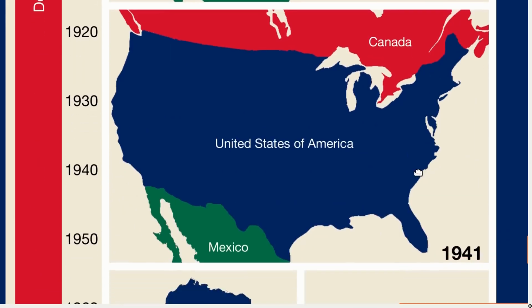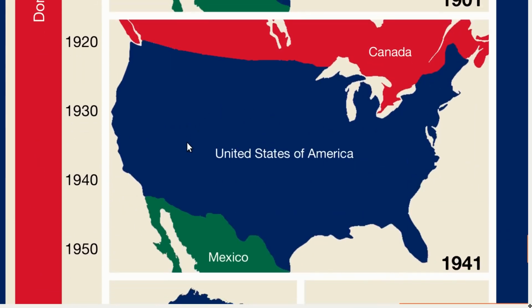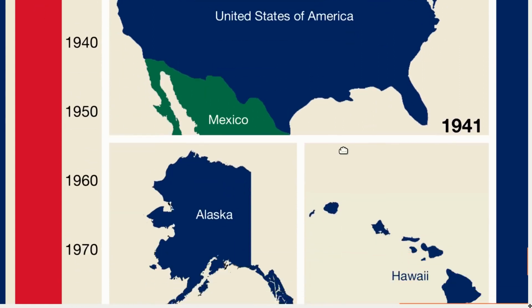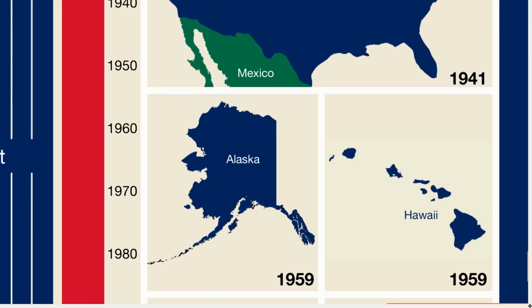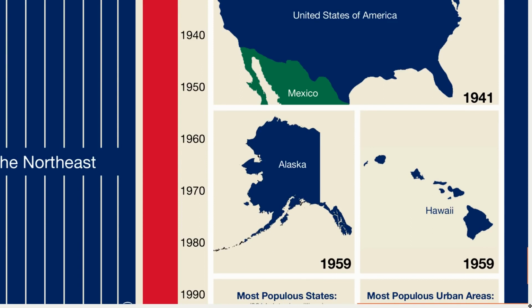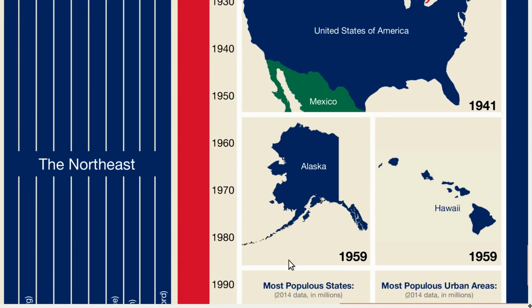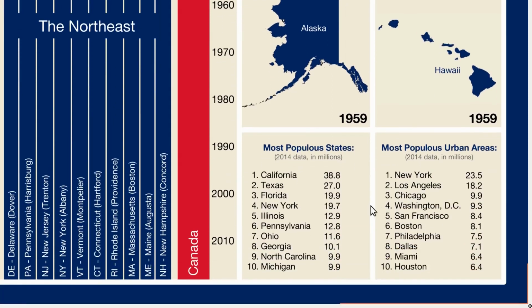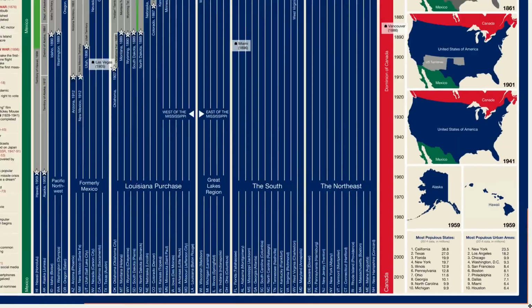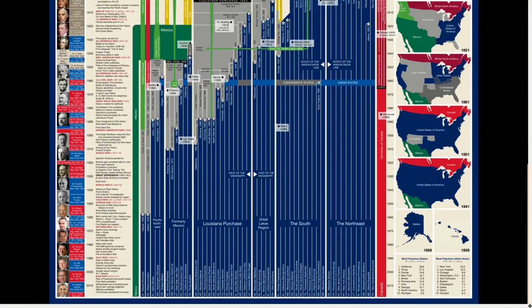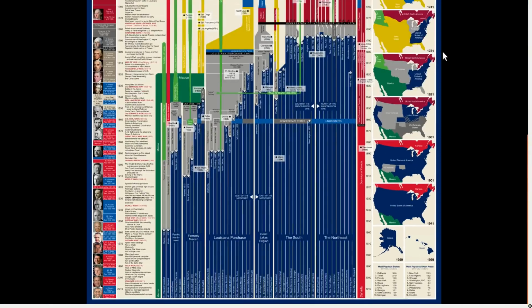By 1941, we have 48 states on the continent. And in 1959, Alaska and Hawaii become states, making the current 50, which is why the American flag today has 50 stars on it. Here at the bottom, you can see which states have the largest populations, as well as which cities. Okay, that was just a very quick overview of U.S. history and how the territory evolved over time.